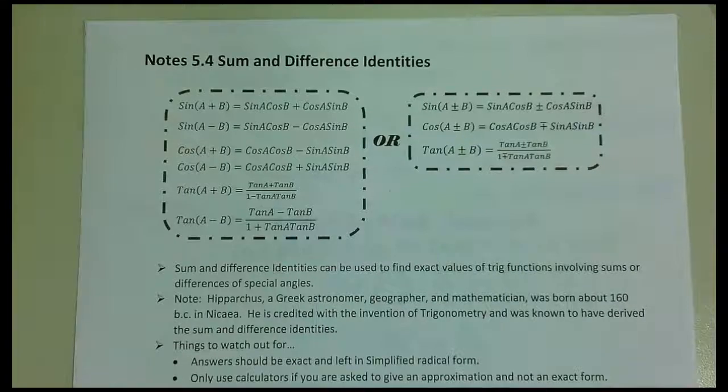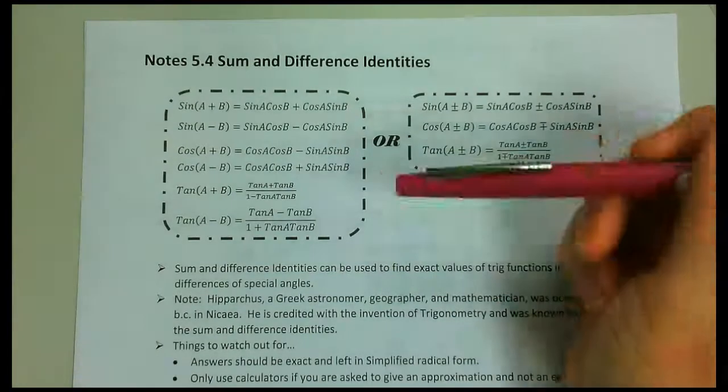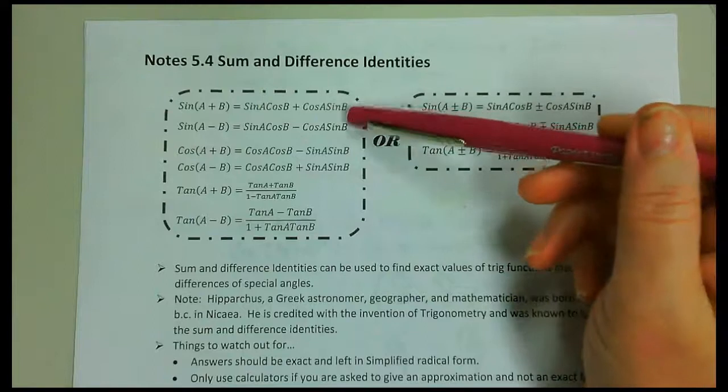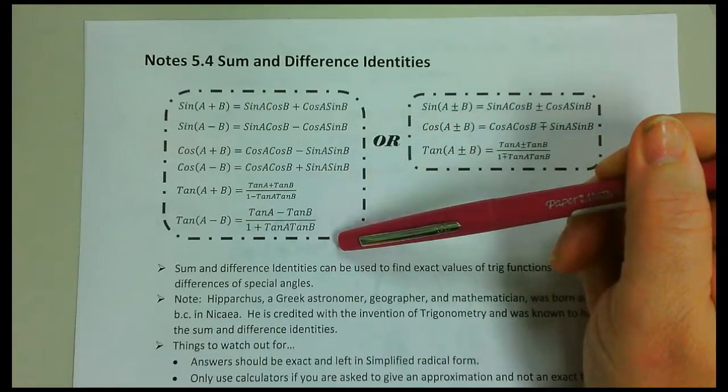Hi, today we're looking at the notes for section 5.4, Sum and Difference Identities. So we're adding some more identities to what we've been working with. So we're beyond just the fundamental identities. On this note sheet, I have it written a couple of different ways. So this is listing all 6 sum and difference identities out.